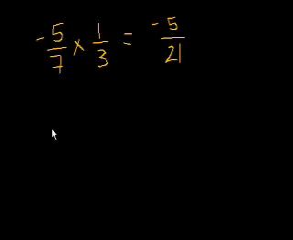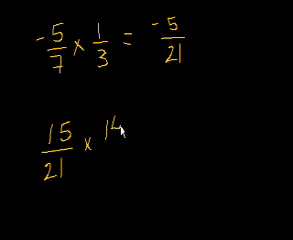Let's say if I had 15, and here I think you'll see why that trick is useful, over 21 times 14 over 5. Well, clearly if we multiply this out, we end up with pretty big numbers. I think it's 220 over 105, and then you have to reduce those. And it becomes a big mess.